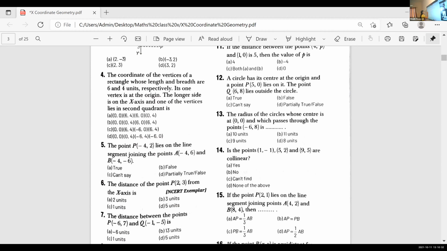What do you have to do? Find the distance AB, BC, AC, isn't it? Find the distance. What is meant by collinear? They lie on the same line. If they lie on the same line, what is the condition to check whether they are collinear or not? What do you have to do? Sum of the length of the smaller sides will be equivalent to the length of the bigger one, isn't it? When you add the length of smaller sides, it should be equal to the length of the bigger one.